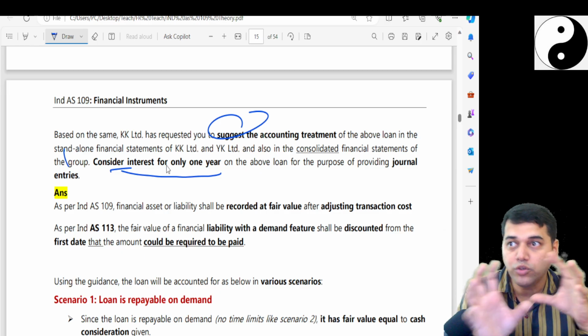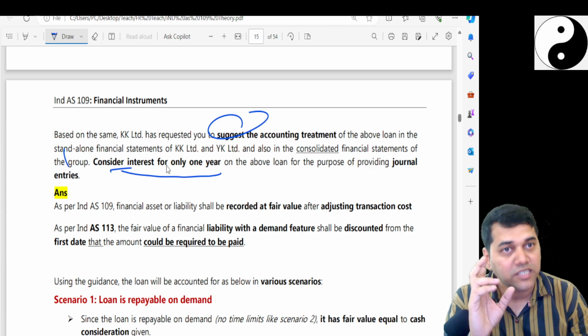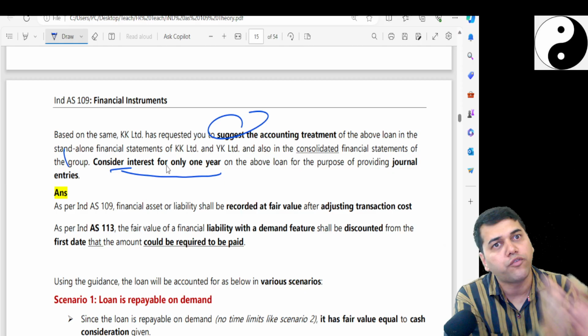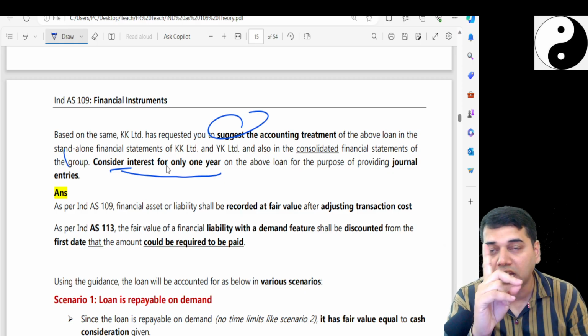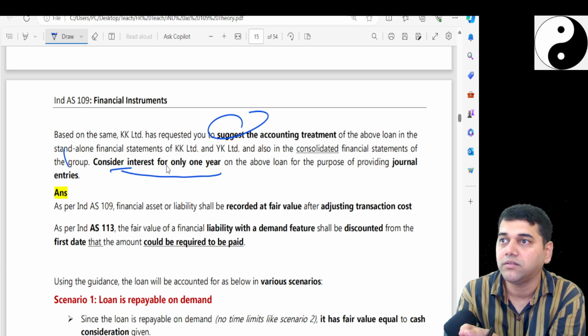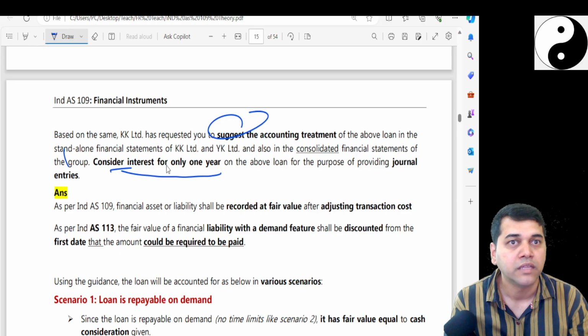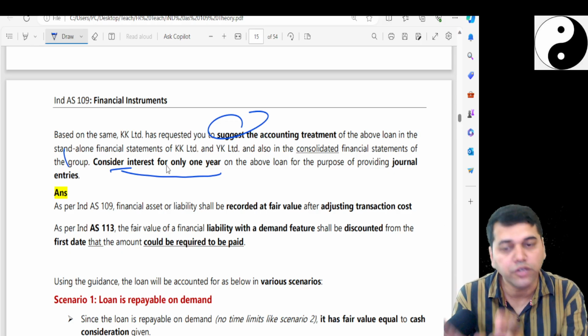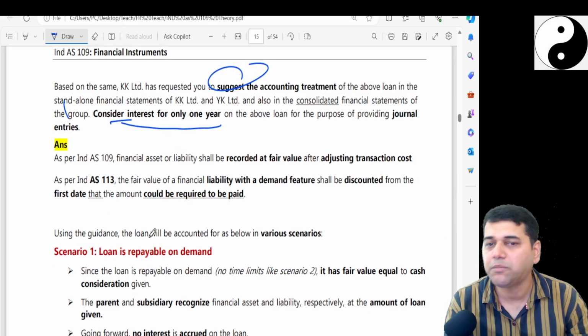See, they gave you 2 different things, students. Understand? In the study material, they asked you the journal entries for the full period. In RTP, they asked you the journal entry only for 1 year. In the examination, they may ask a question for which you have to provide the full entries. They make you confused. Look into the question. So again, I'll proceed further.